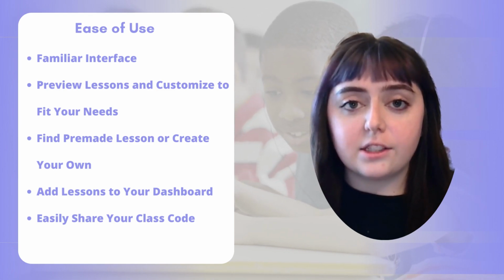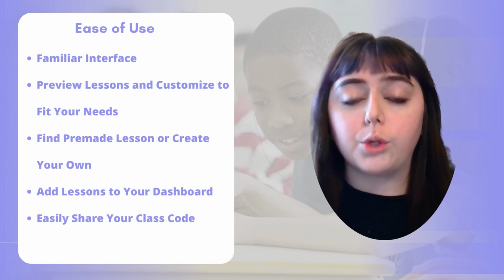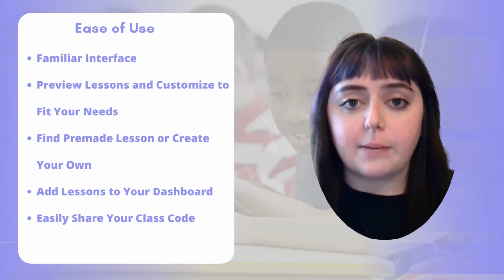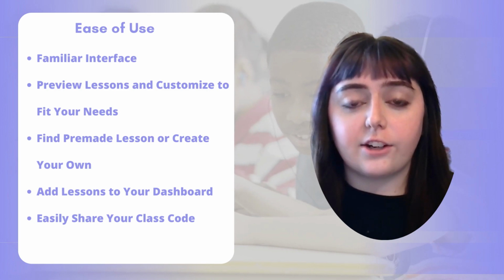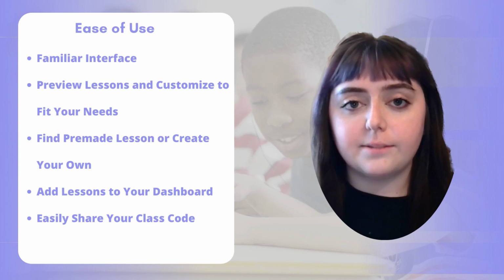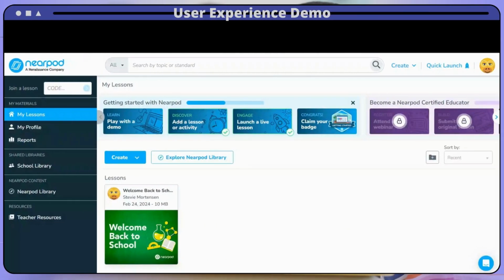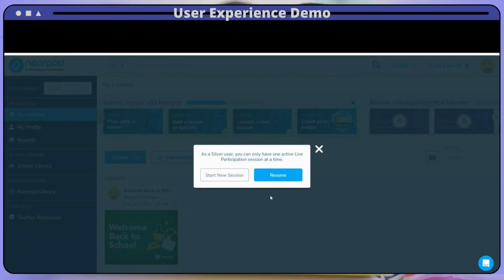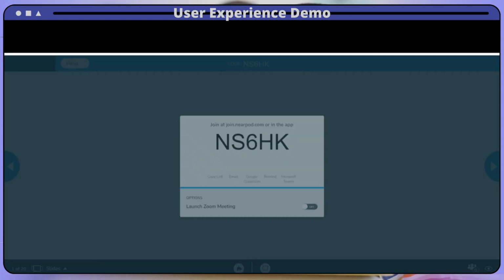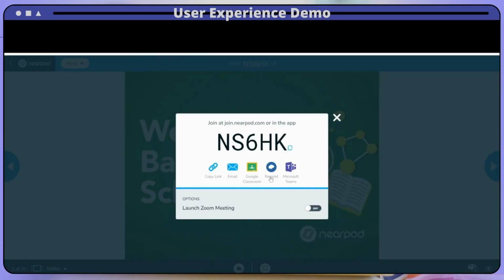You can use pre-made lessons that Nearpod has created for you, or you can create your own from scratch or using their template. Instructors can add lessons to their dashboard and easily send out an access code to their students before the lesson. This is the user dashboard for Nearpod. This is where you'll be able to see all of the classes that you've added or customized. You can choose to participate in live mode or in student-paced mode. Once you select a mode and start a session, an access code for your student should pop up, and they can type that into their own device.